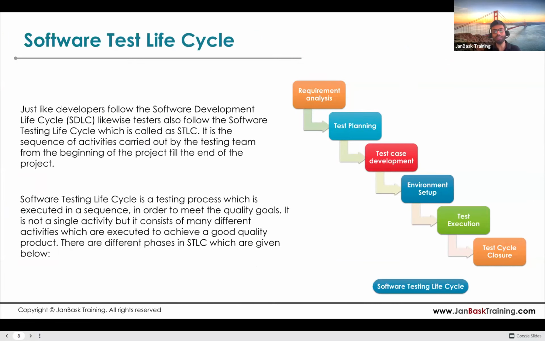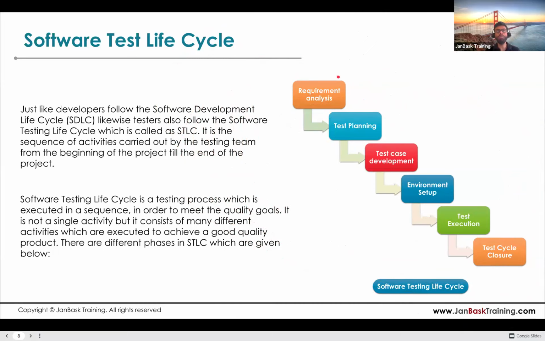So this is just focusing on the things that we do in the whole software development lifecycle. What are the testing activities that we do? This is a very important thing as well, and you need to remember each and every phase, because this is a very important question for the interview as well. In the interview, they will ask you about the software test lifecycle.